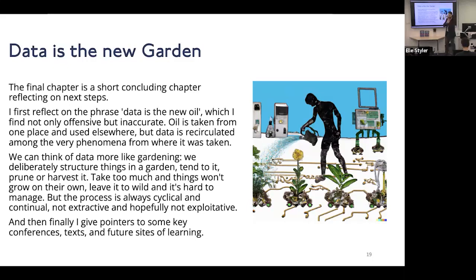So we might think of it as gardening. It's a bit structured to begin with. It involves tending. We can overwater it. We can overharvest it and have nothing left.